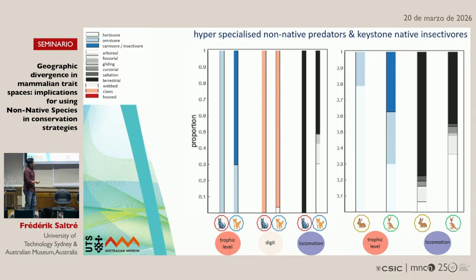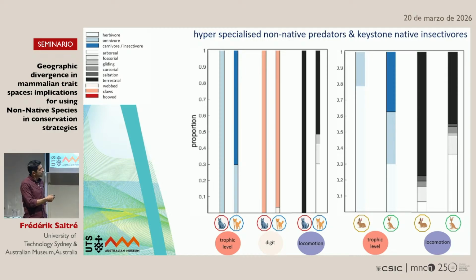When you're looking at the prey species, the main difference is the amount of insectivores that you have as native species in Australia that you don't have with the invasive species in Australia. And insectivores in Australia tend to be keystone species for the ecosystem, which is something that you cannot reproduce with the non-native ones.